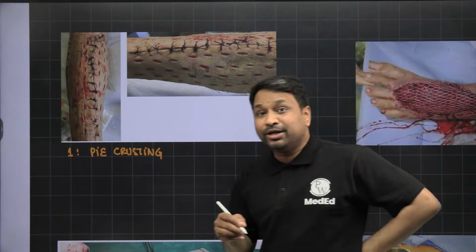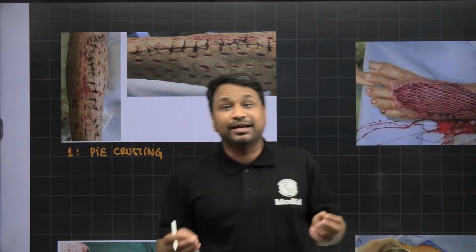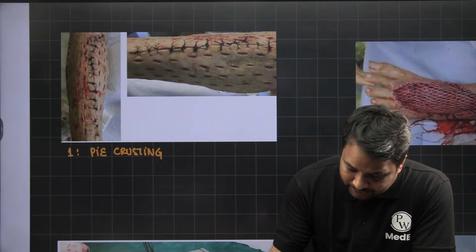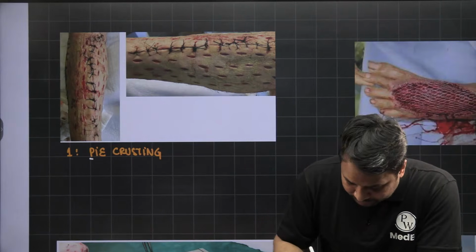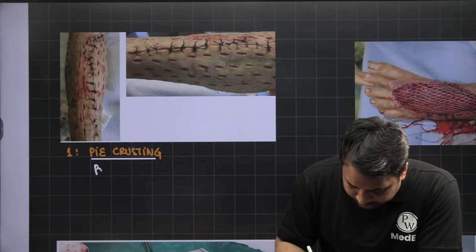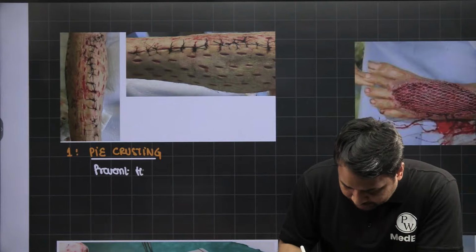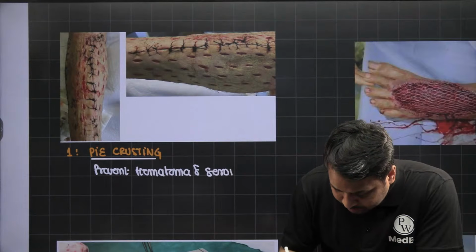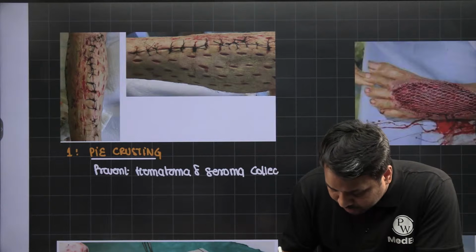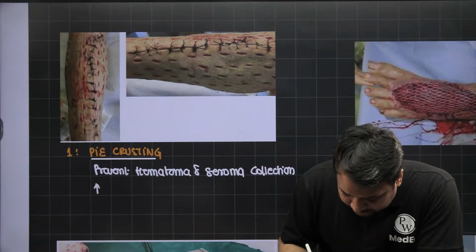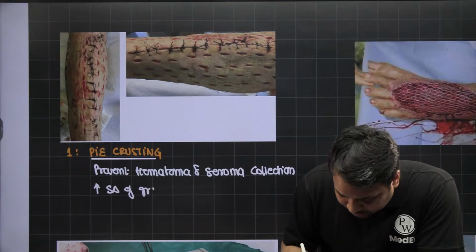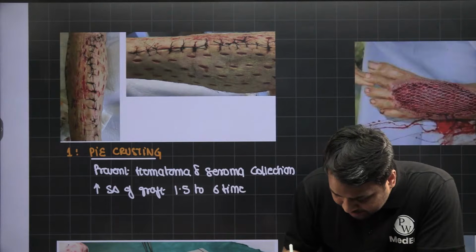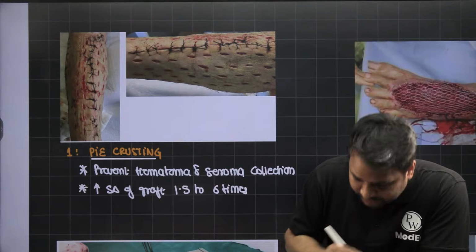Why do we do pie crusting? The objective of doing pie crusting is to prevent hematoma and seroma collection, not formation. It also increases the surface area of the graft from anywhere between 1.5 to 6 times. So hence it is going to be a useful technique.